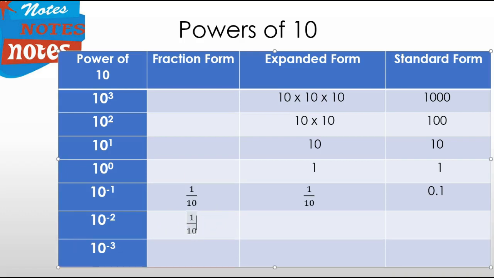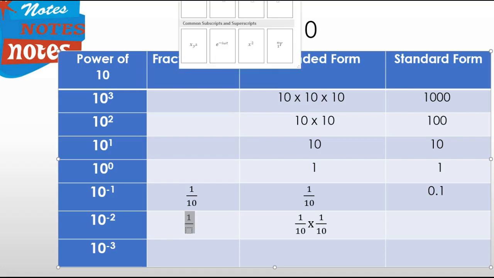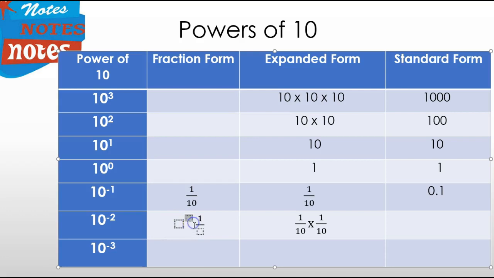Now, 10 to the negative second, I have 2 1/10ths. So I have 1/10 times 1/10. That would be the expanded form. So I'm going to put that over here. And the fraction form, I have 2 options for this. I can write 1 over 10 to the second power. Okay, there we go.